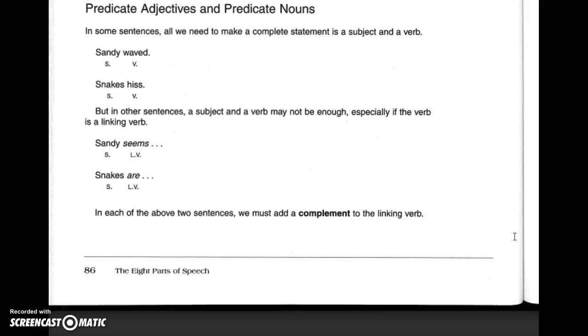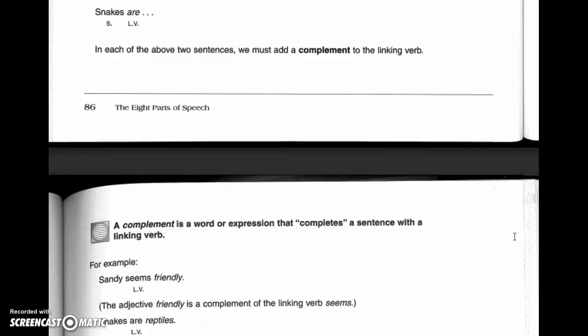Those are linking verbs, words that have sensory images. They seem, appear, smell, touch, or are forms of the verb to be: are, is, were, might be, etc. In the kinds of sentences you see at the bottom of your screen, we need to add a complement to the linking verb.